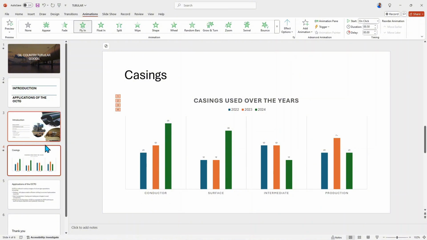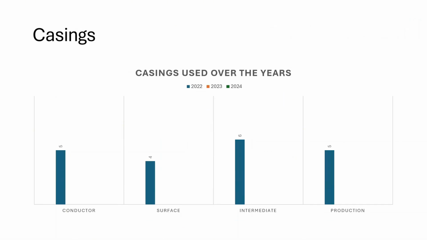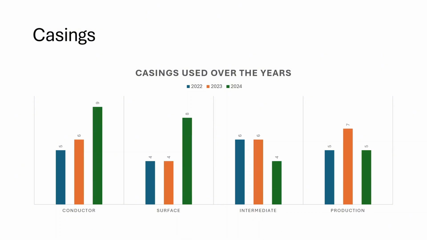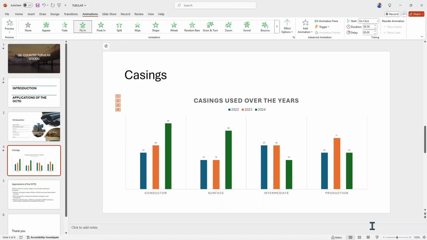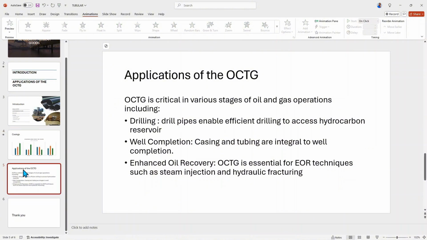So let me go to the presentation view. I'll simply click on it. Then as you can see over here, I'll talk about the casing, the number used each year. So as you can see, whether it grows or it decreases each year. So that's just how you can also animate your chart. And so that's just how you can create a PowerPoint presentation.